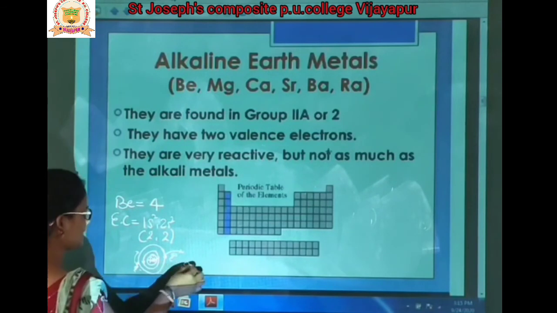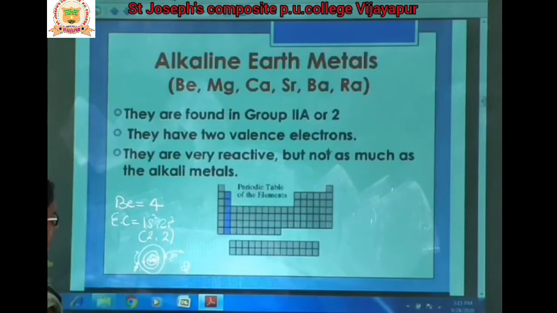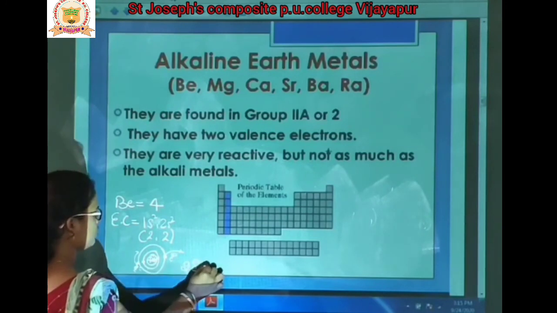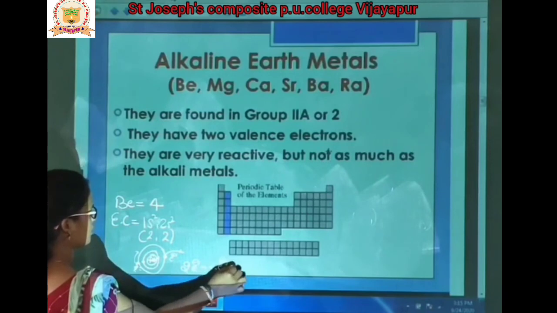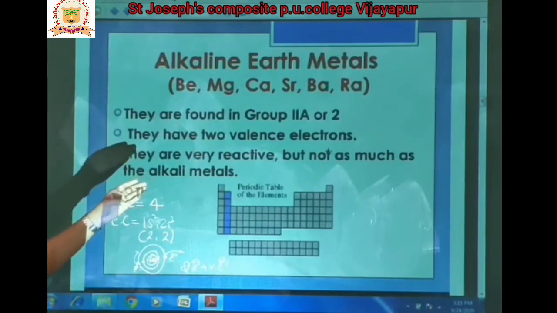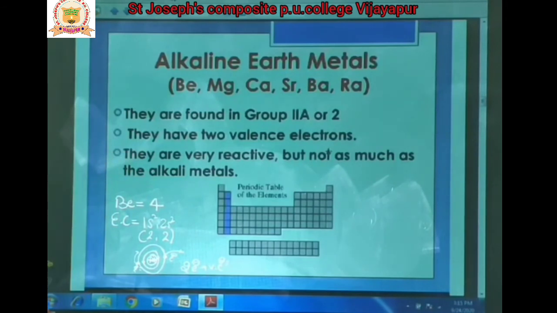The outermost shell is called the valence shell. So the valence shell electrons are 2 electrons. These 2 are called the valence electrons. Similarly for magnesium, calcium, strontium, barium, radium, there is an occupancy of 2 electrons in the valence shell. So the valence electrons are totally 2. They are very reactive but not as much as the alkali metals. This is all about alkaline earth metals.